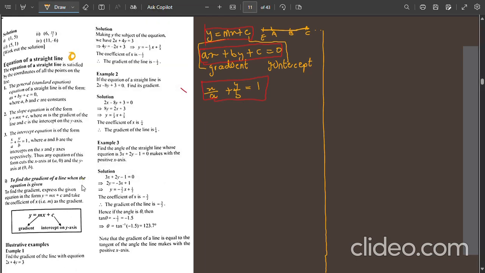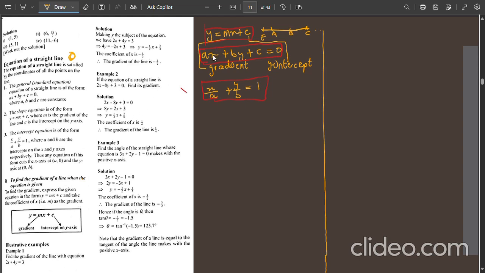So let's start with part one: find the gradient of a line when the equation is given. That's the first thing we'll learn how to do. If I'm given the equation of a line and I'm asked what its gradient is, I should be able to identify its gradient. But how do I do that? To find the gradient, express the given equation in this form and take the coefficient of x as the gradient.